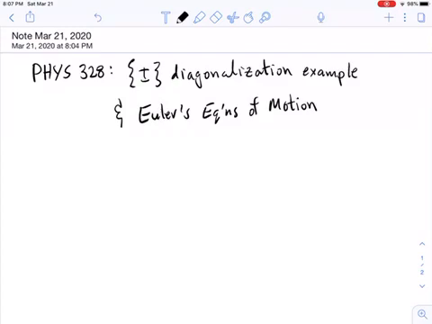And then after we do that, I want to start to set up Euler's equations of motion for an object that's rotating under the influence of some non-zero torque. And then we'll also eventually look at the case of free rotation, so no torque applied to a body. These Euler's equations of motion for rotating bodies are basically going to be our last major topic, and the next few videos will be dealing with those types of situations. Okay, so let's do the diagonalization of a rotational inertia tensor.